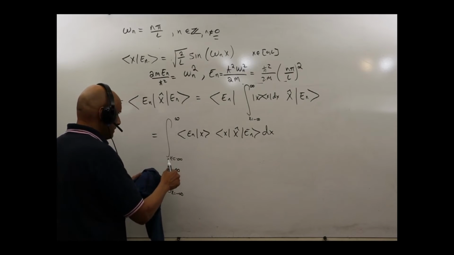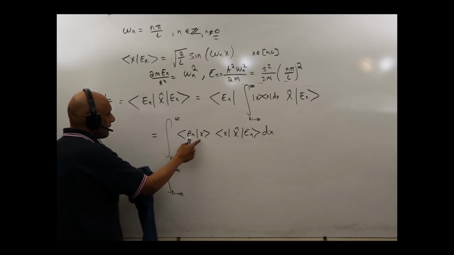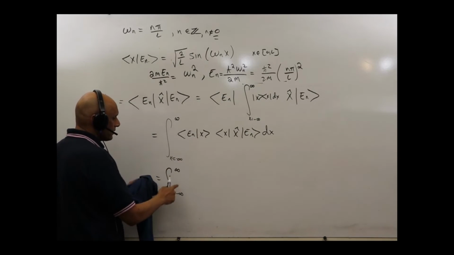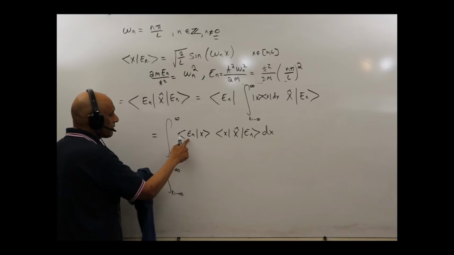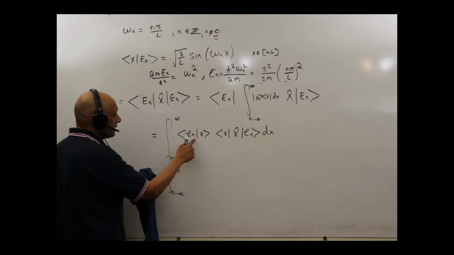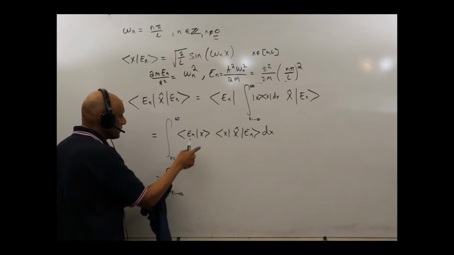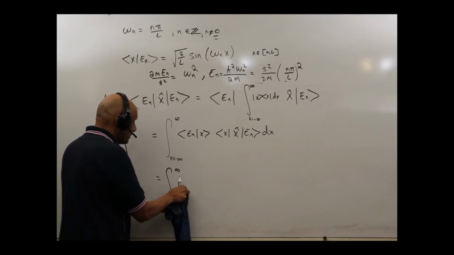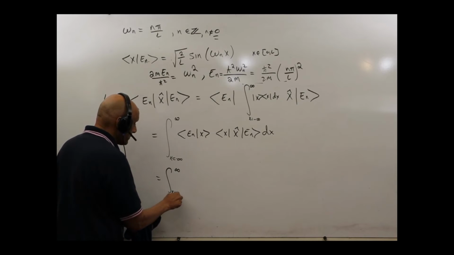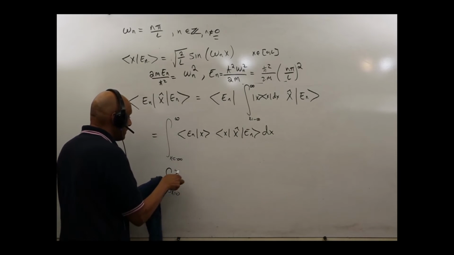Actually, I'm going to be lazy. I know that this is the quantum amplitude conjugate, and we know it's going to be 0 from minus infinity to 0 and for x greater than L. So I can reduce this integral: this is 0, so I'll reduce the integral to x from 0 to L.